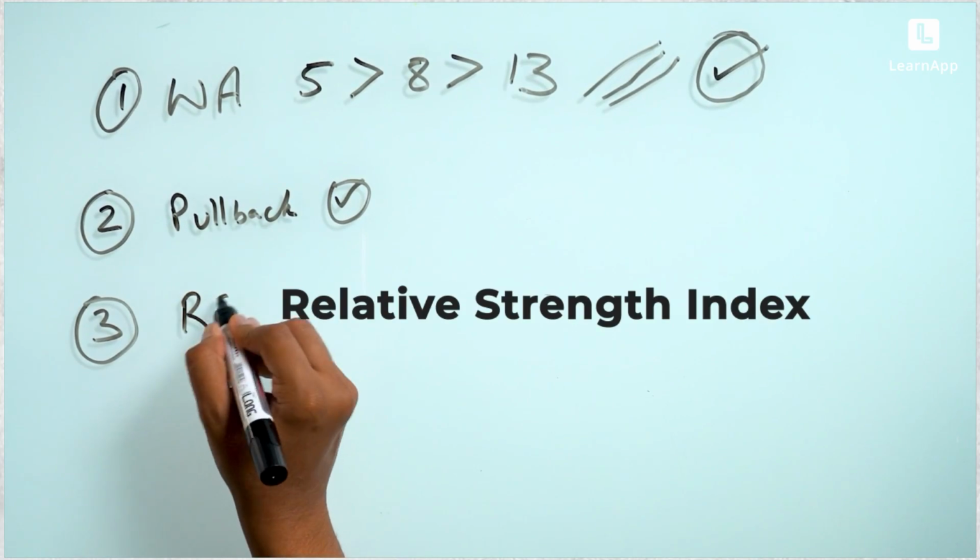I'll explain how you find a pullback. For this, we're simply going to use an RSI, right? Now, why am I using an RSI?